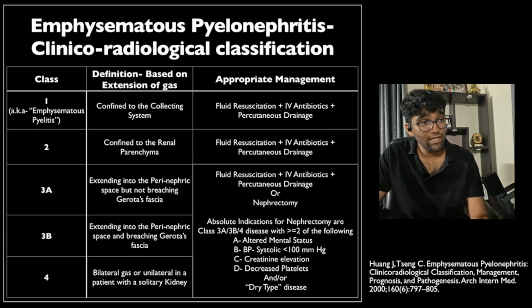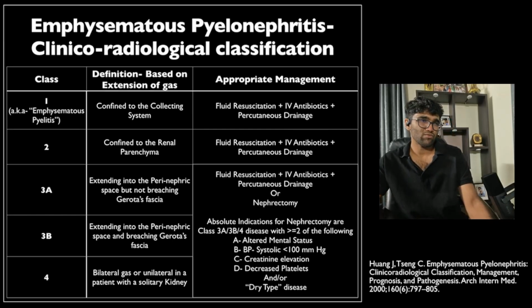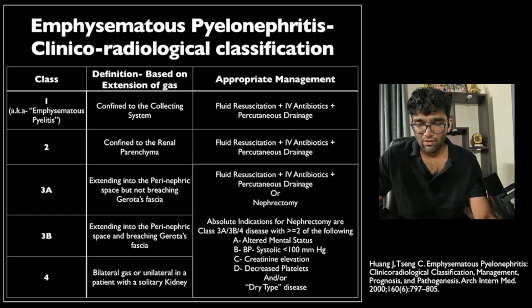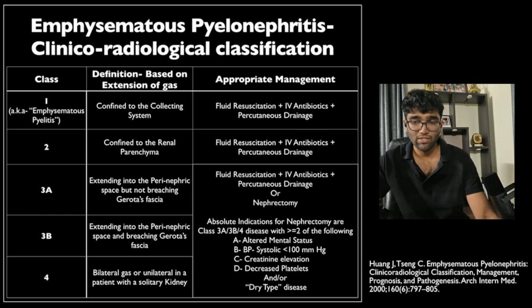Now, there are some absolute indications for nephrectomy. This is any one of the following: the patient has developed altered mental status, essentially if the patient has gone into septic shock. So A standing for altered mental status, B for BP, systolic blood pressure less than 100 millimeters of mercury, C for creatinine elevation, that is any type of azotemia, and D for decreased platelets, which would indicate that the patient might be going into DIC. D also stands for dry type disease, which essentially means that there's not a significant amount of perinephric fat stranding and things like that. That portends a worse prognosis. So in that situation, especially if it is unilateral, we try to remove the kidney.